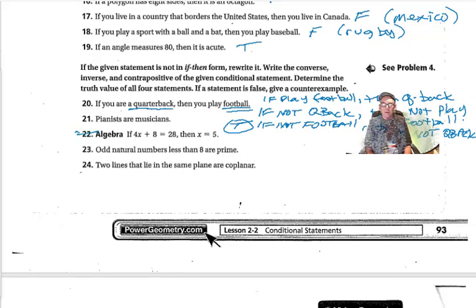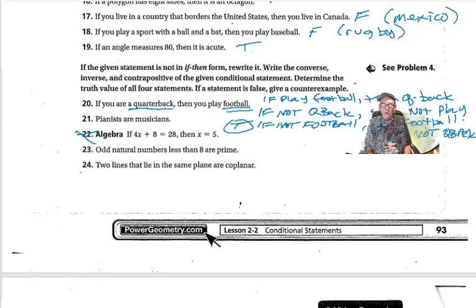We'll skip over this algebra one for right now. Odd natural numbers less than 8 are prime. So if it's an odd natural number less than 8, then it's prime would be the statement. The converse would be, if it's a prime number, then it's an odd natural number less than 8. That could be false or true. The contrapositive would be, if it's not a prime number, then it's not an odd natural number less than 8. And that may or may not be true or false.